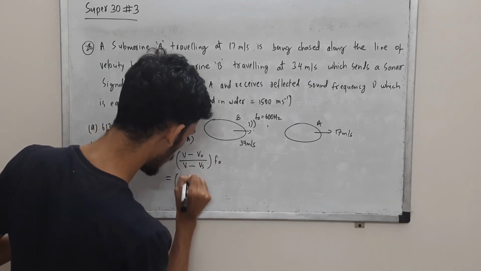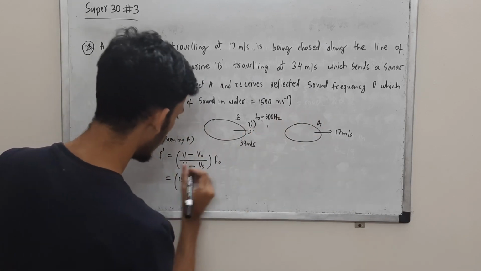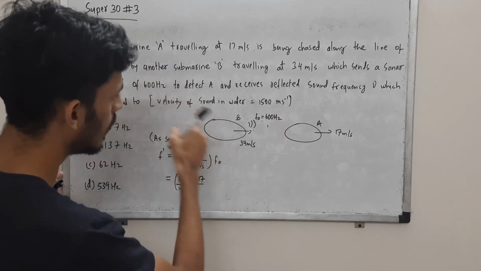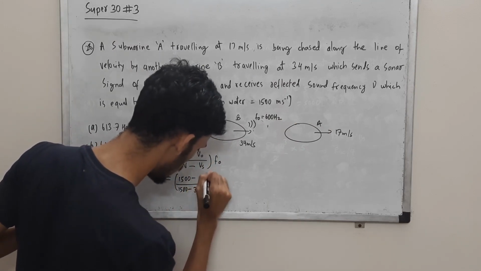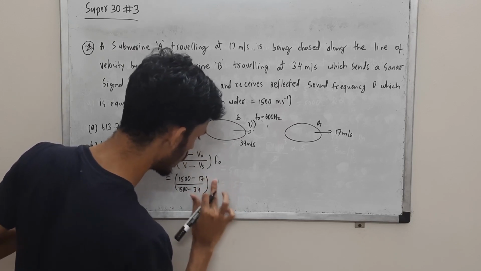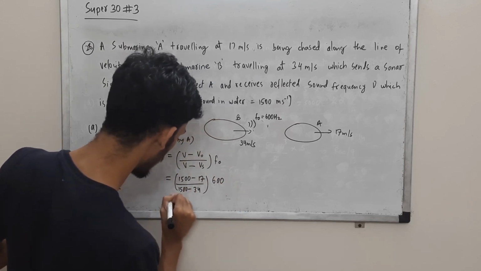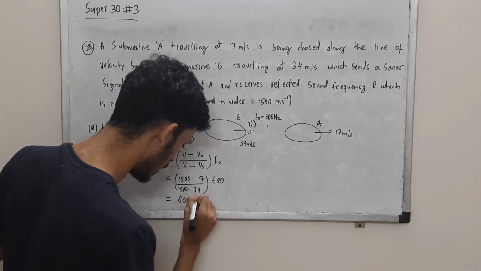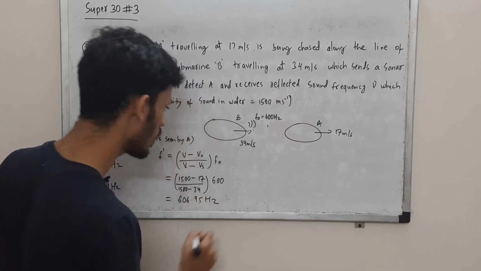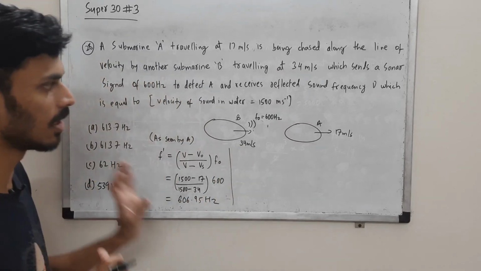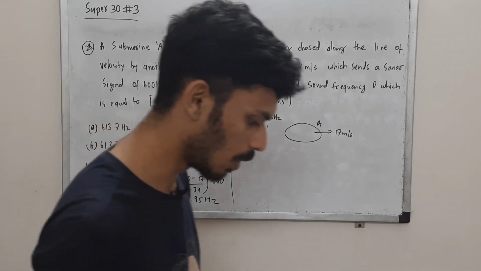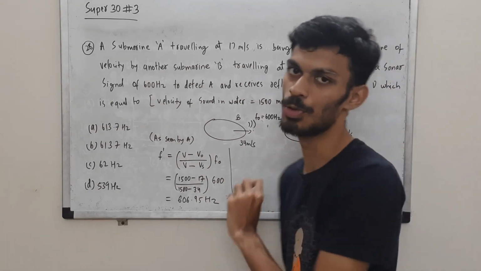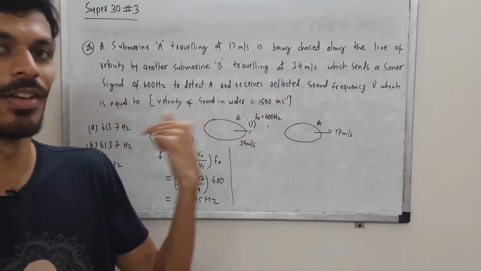So substitute the values: 1500 plus observer A's velocity 17, over 1500 minus the velocity of B, which is 34, times f naught. f naught is 600. If you solve this, you can approximate, and you will get something like 606.95, I believe. So this is the frequency heard by A. Now this frequency will be reflected by A, and you can treat A as a source now, because B is going to receive the frequency again.